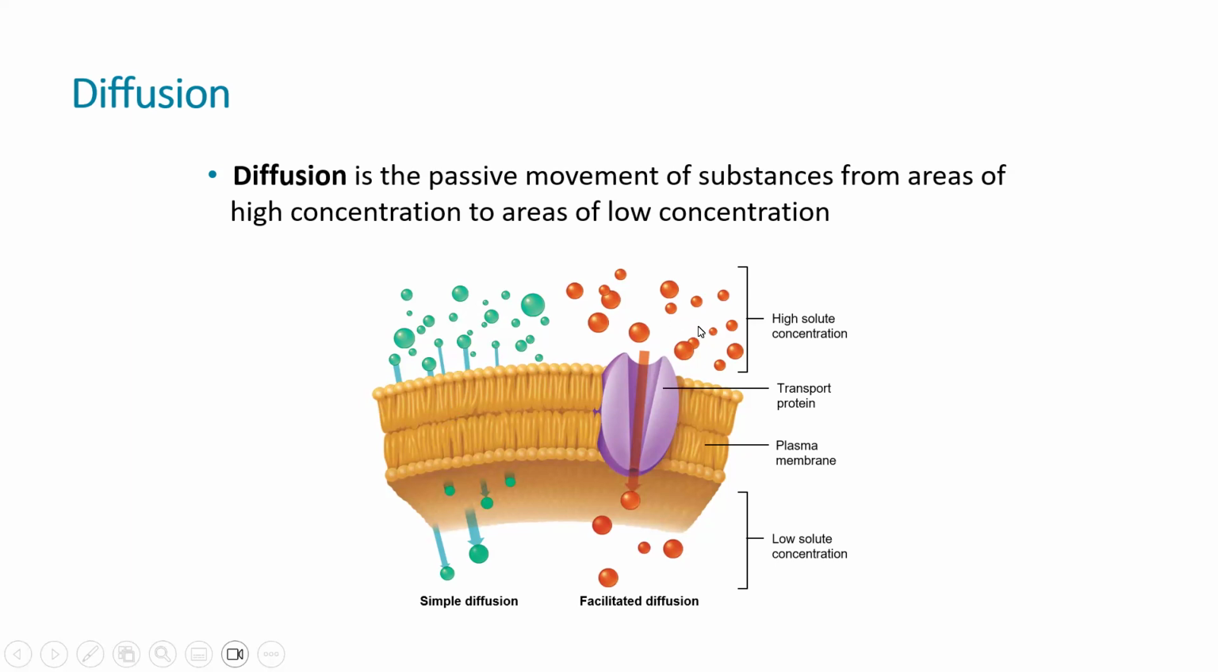Now over here, we have a different molecule, the red molecule. It's still going to move from high to low, but for whatever reason, this molecule cannot pass through the plasma membrane. So it needs to be helped. And so in fancy science terms, when we're helping with diffusion, we're facilitating that diffusion. So here we have facilitated diffusion, which means that it's going to be transported through some sort of protein channel. In this case, we have a transport protein.